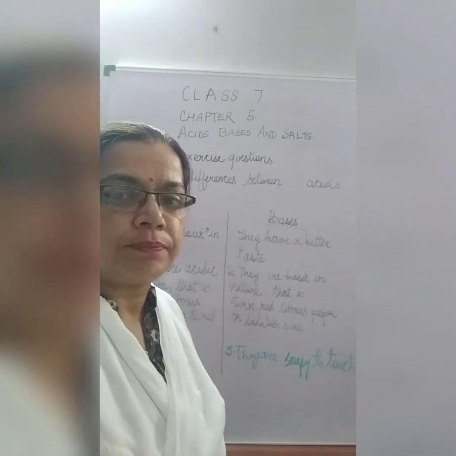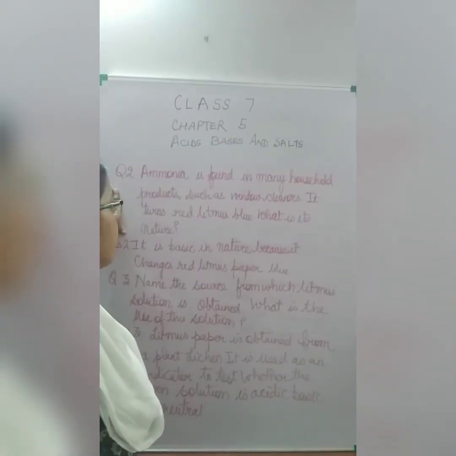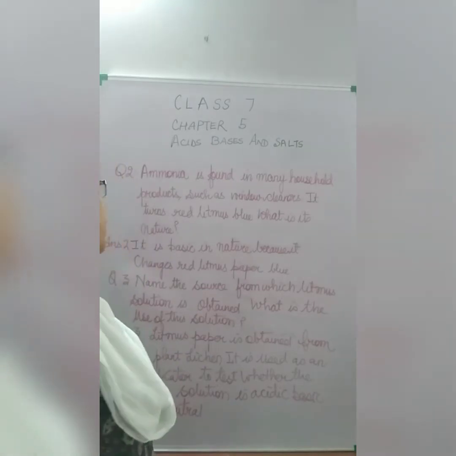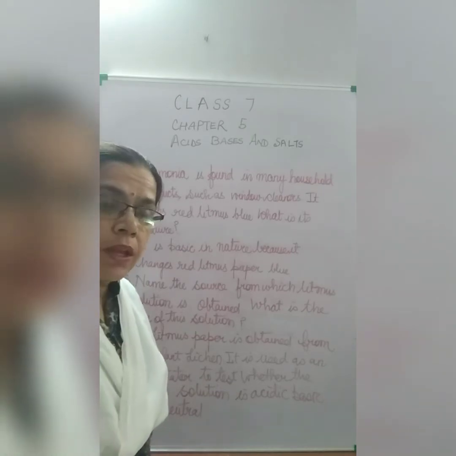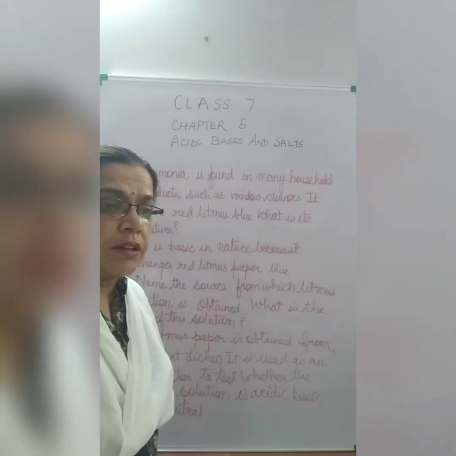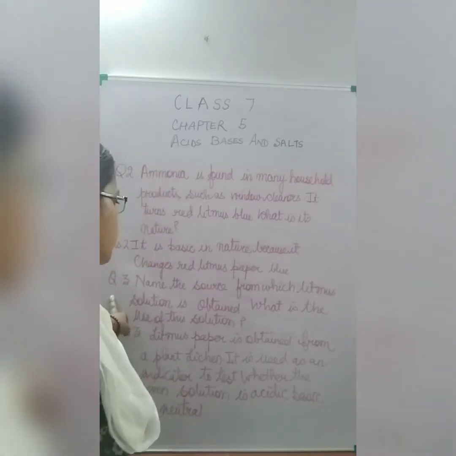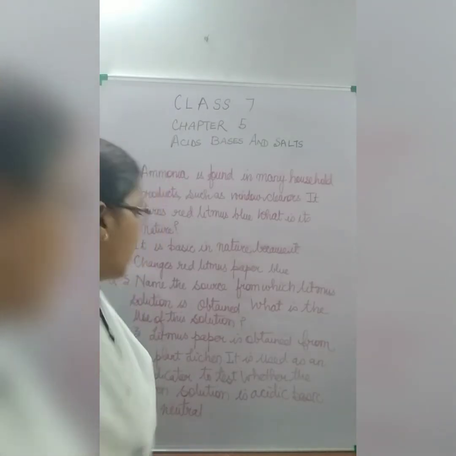The next question. Ammonia is found in many household products, such as window cleaners, and it turns red litmus blue. What is its nature? The answer is that it is basic in nature, because it turns red litmus paper blue.